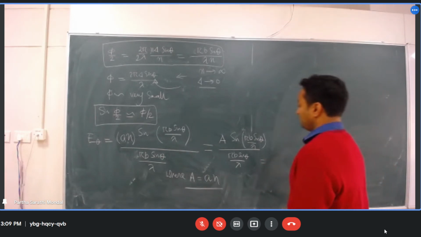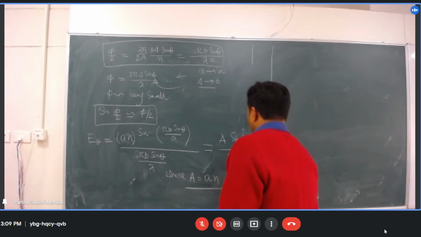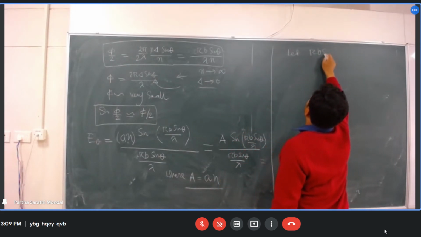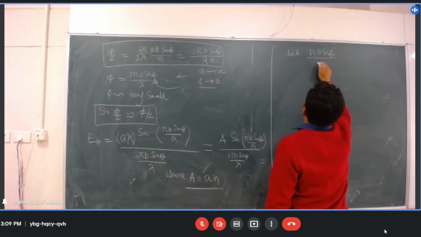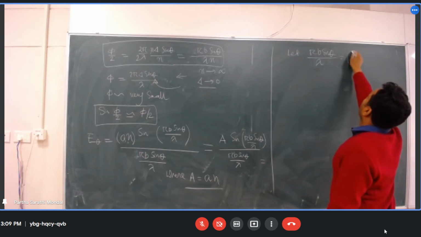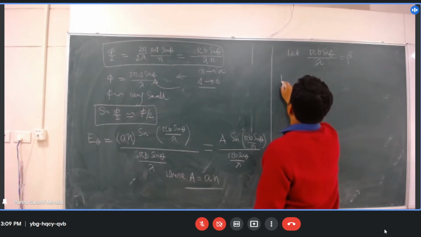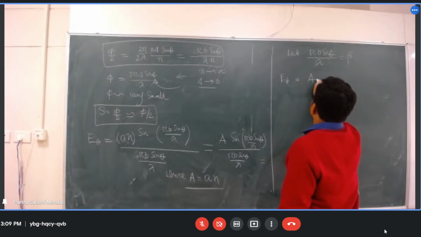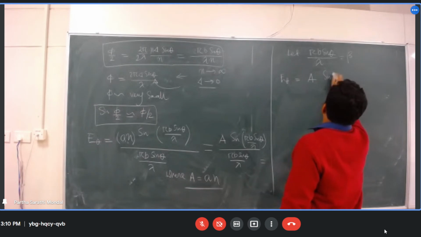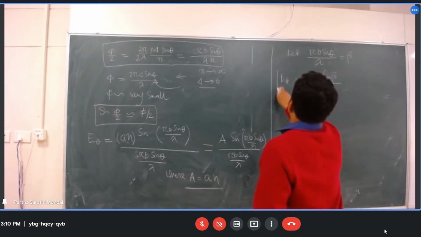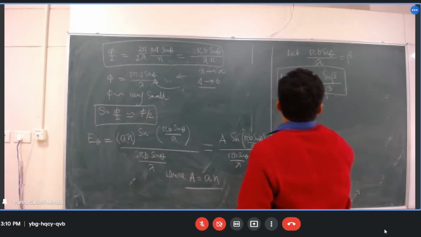so now what you can do, let pi b sin theta divided by lambda equal to beta. So then your amplitude at P will become A sin beta divided by beta. Very good. Easy to remember and check.